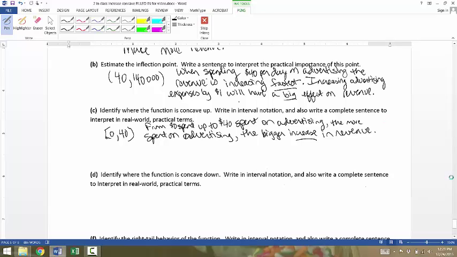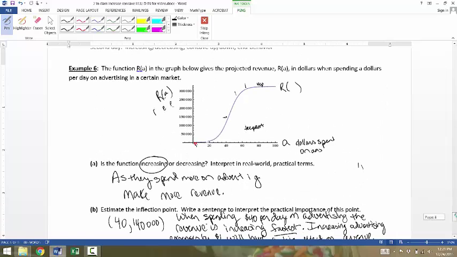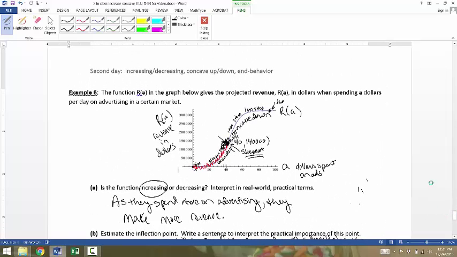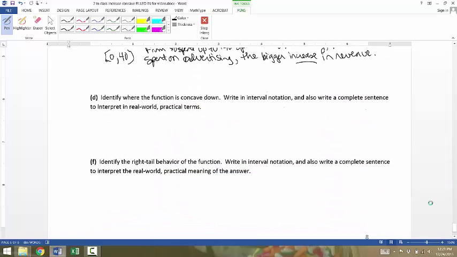Part D asks to identify where the function's concave down and interpret. The concave down happens after the inflection point, so after $40 in expenses. You might write that as advertising greater than $40 per day, or you might stop it at the end of the given domain in the picture at about 100. I think either would be acceptable. You could say $40 up to infinity, because technically they could keep spending and spending on advertising. Or maybe you would just stop at the end of the given picture at $100 spent. Either one of those would be fine.